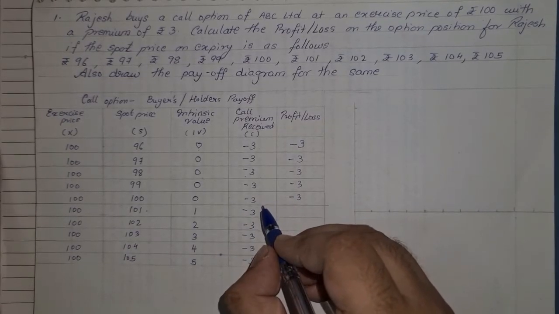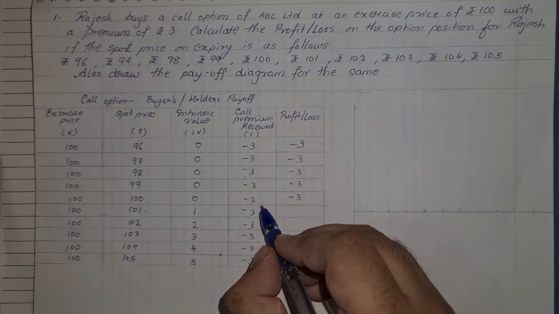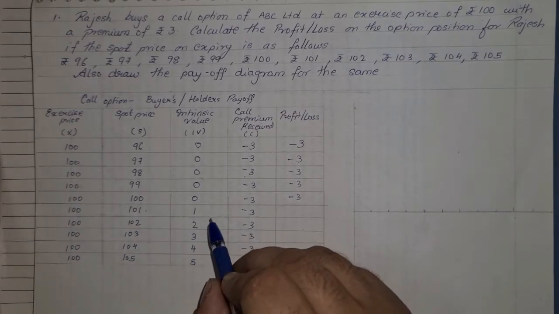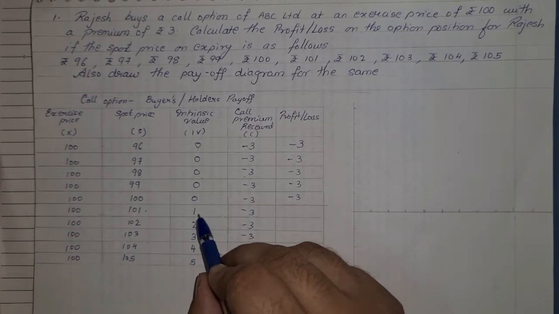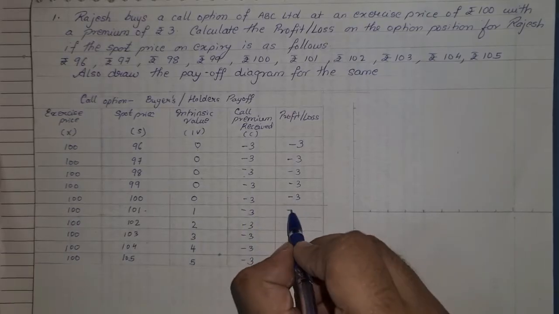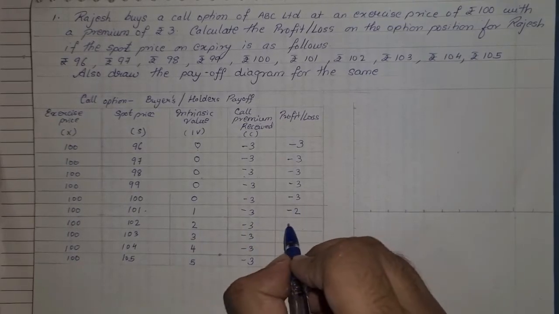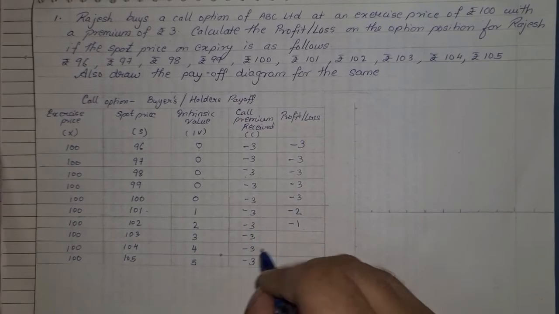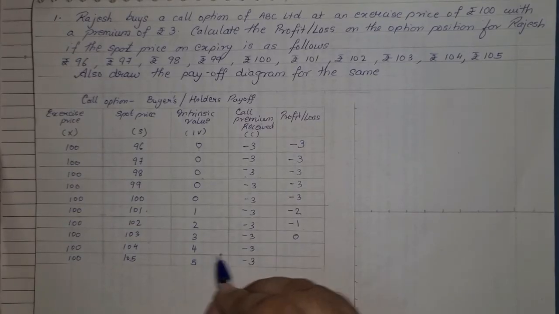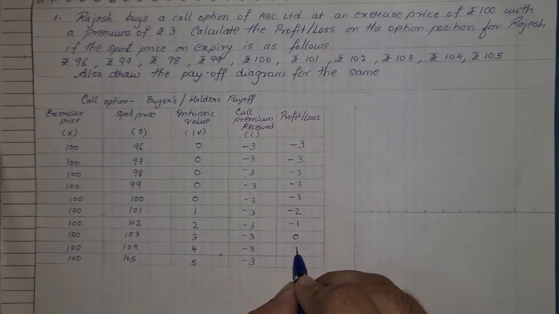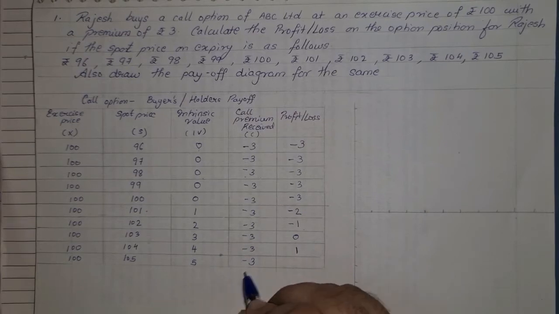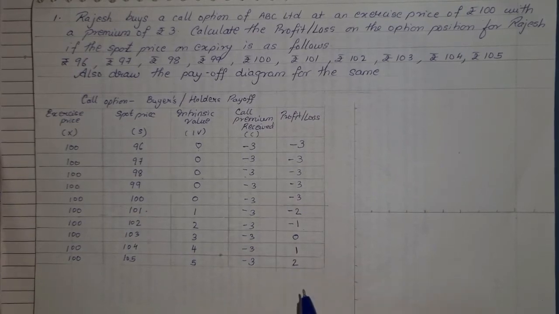After this point, where your spot price is now more than your exercise price, there will be a difference in the profit and loss. So 1 minus 3 is negative 2. 2 minus 3 is negative 1. 3 minus 3 is 0. 4 minus 3 is positive 1. So here you are actually getting a profit. And 5 minus 3 is positive 2.